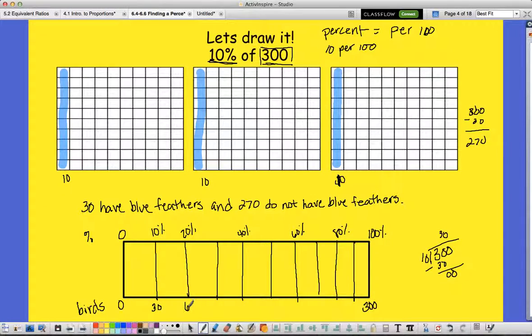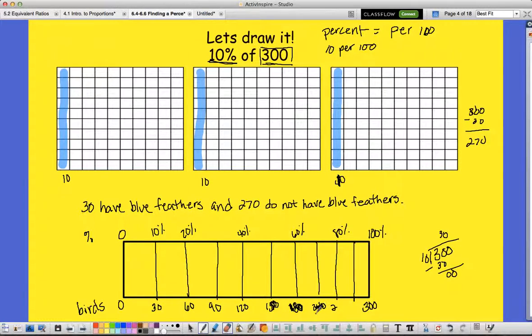So 30, 60, 90, 120, 180, oops, forgot 210, 240, what did I forget here? 30, 60, 90. Oh my goodness, I forgot 150. I started counting by 60s.